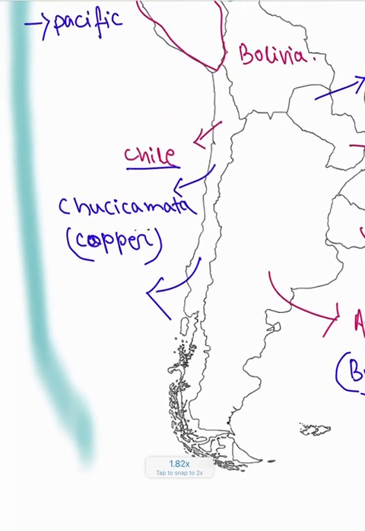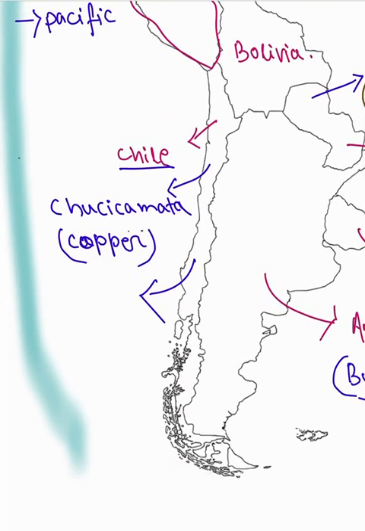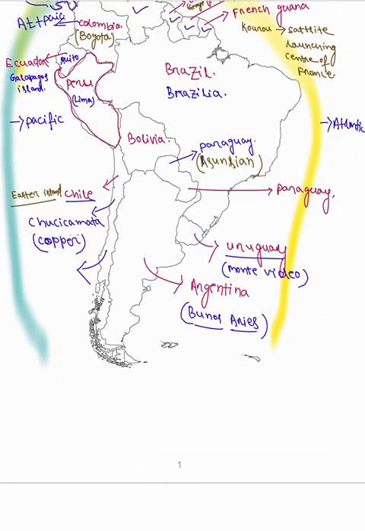Another point about Chile, Easter Island belongs to Chile. As we saw, the Galapagos Islands belong to Ecuador. Similarly, Easter Island belongs to Chile. Next important, Chile's capital is Santiago. Now Paraguay is done, Uruguay is done.